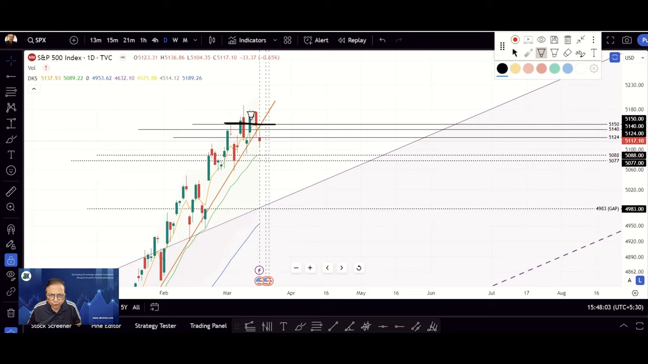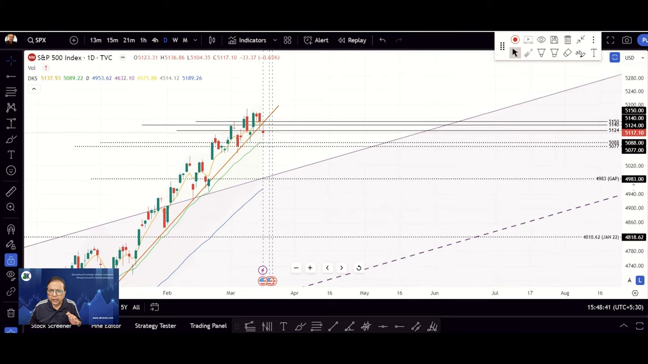This is the area where there was a formation of a nearly evening star and a breakdown of this rising trend line. So 5140 to 5150 has become a supply area in this index. Now you see the price is struggling to go past this level. It made an attempt for several days, but ultimately could not sustain and there was a gap down opening in this index. That is why initially I said the possibility of some more correction cannot be ruled out in the stock market.